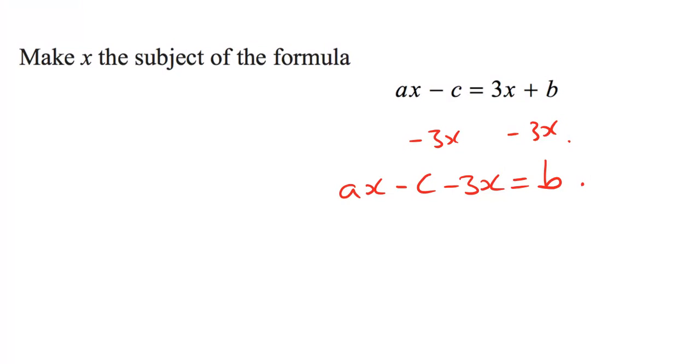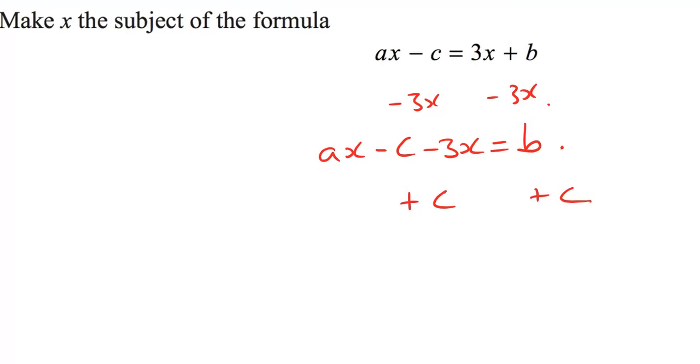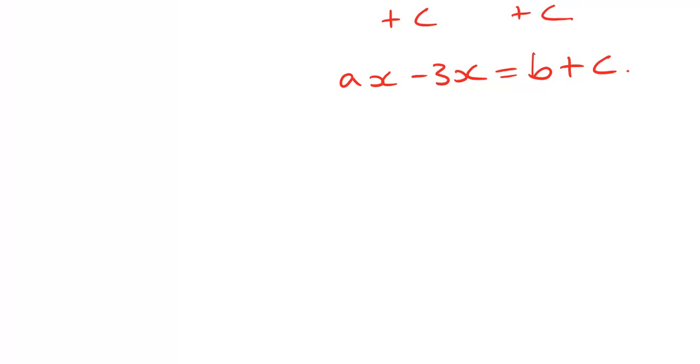Step number two, let's clear out anything that doesn't have an x in it. So that means I'm going to have to add c to both sides in order to do that and get rid of that minus c. So if I do that, I'm going to have ax minus 3x is equal to b plus c. Okay, once you've done that, we're in the next phase.